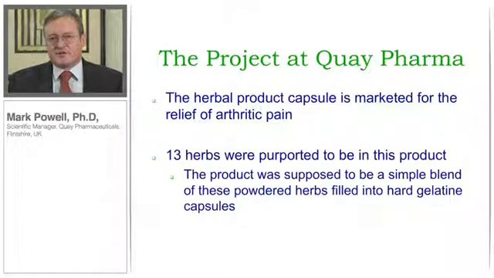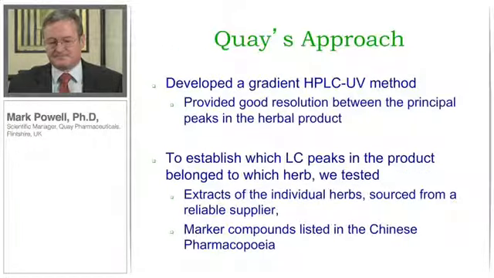So the herbal medicinal product that we're talking about was marketed for the relief of arthritic pain, and it was supposed to contain 13 individual herbs as a simple powdered blend filled into hard gelatin capsules. So our approach was to develop a gradient HPLC method, which we did, and that provided good resolution between the principal peaks in the herbal product chromatogram.